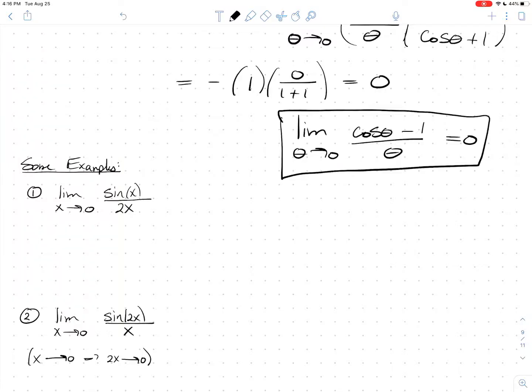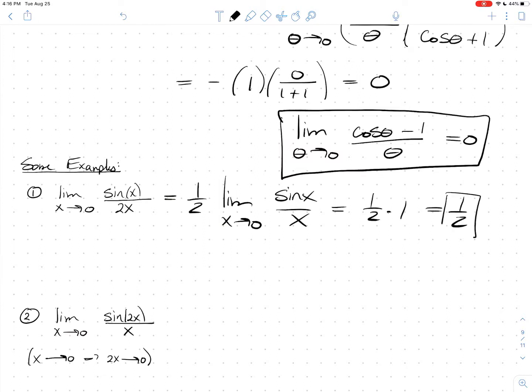Okay, so for the first problem, I'm looking at this function and I'm thinking, oh man, this 2 is messing everything up. If he would just get rid of the 2, then I could do the problem. The answer would be 1. Well, just get rid of the 2. So write this as 1/2 times the limit as x goes to 0 of sine x over x. And so I get 1/2 times 1, which is just 1/2. So there is the first problem done.